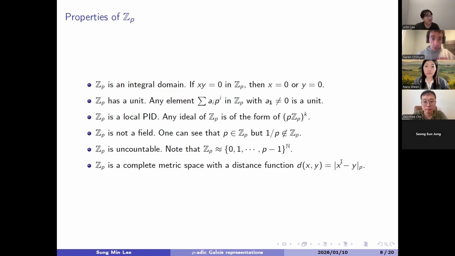Oh, I have a quick question. On the second point, shouldn't it be A0 as a unit? This is A0. I made another typo here. Yep, thanks for pointing out.